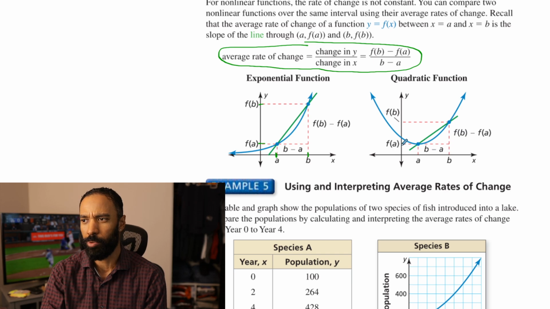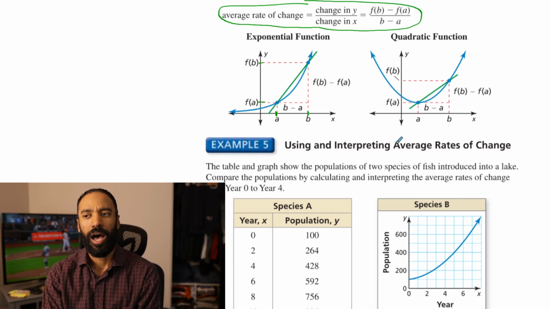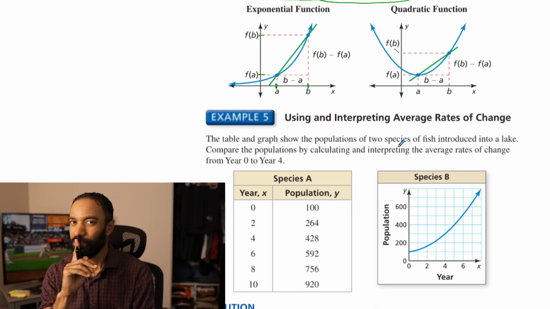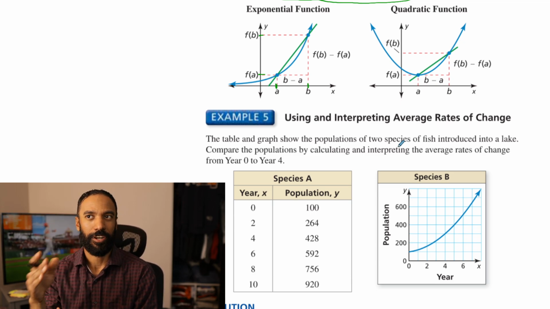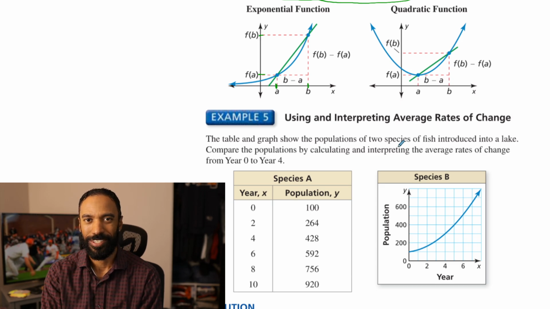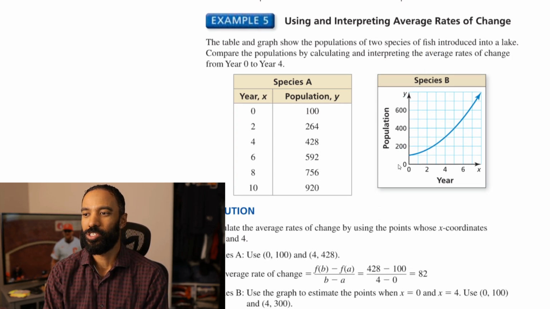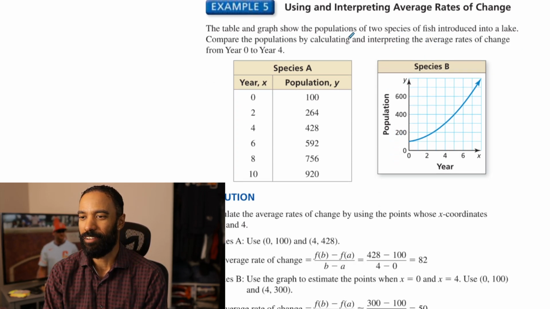I feel like I've done this before with y'all. It might be that because I'm recording this video out of sequence, it occurs in later chapters, in later sections. I don't actually know. So let's look at an example here using and interpreting average rates of change.